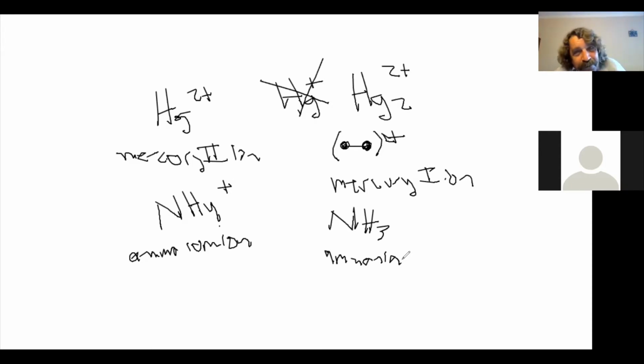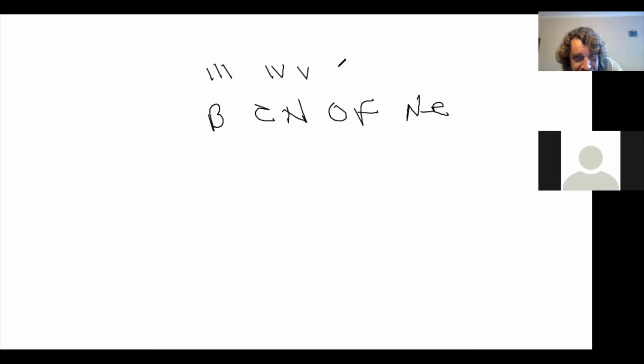All right, okay. So now for the nonmetals. Now for the nonmetals, I said they form a negative charge. I always have students write this on their periodic table, but it's not really necessary. So if we look at the periodic table, the nonmetals are going to be boron, carbon, nitrogen, oxygen, fluorine, and neon. This is group 3. This is group 4. This is group 5. This is group 6. Wait a minute, that's not right.